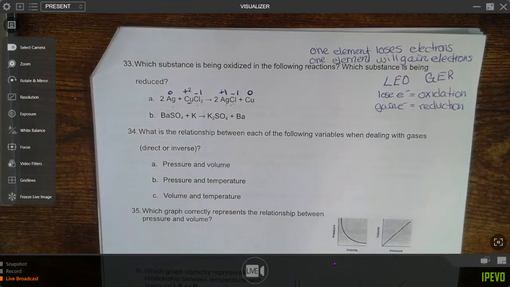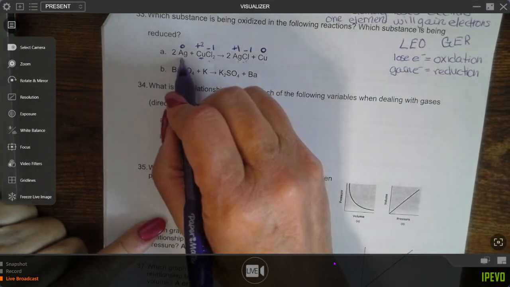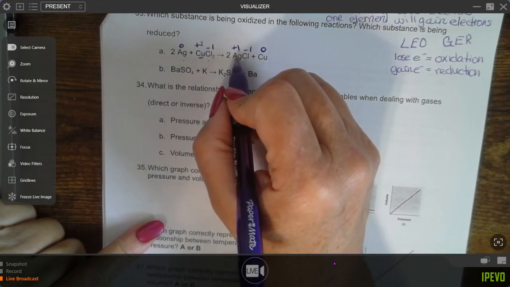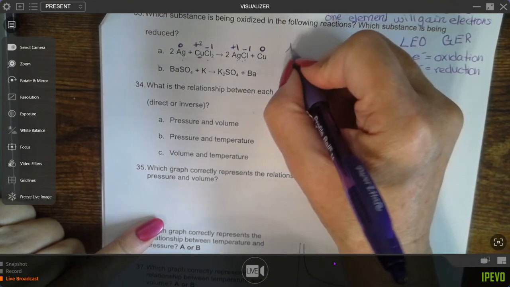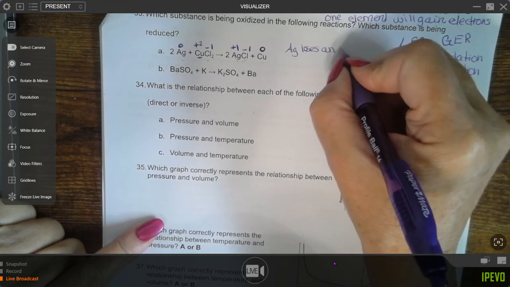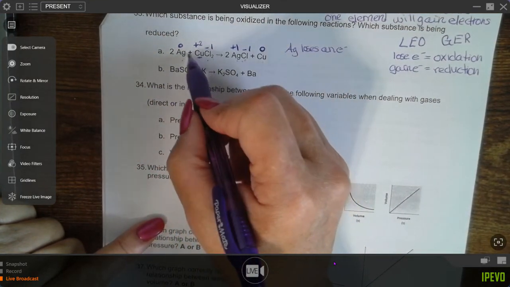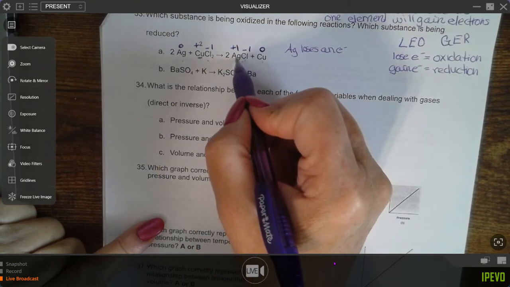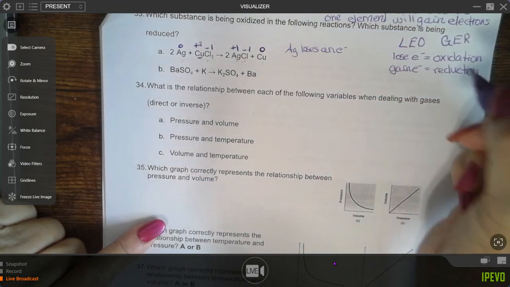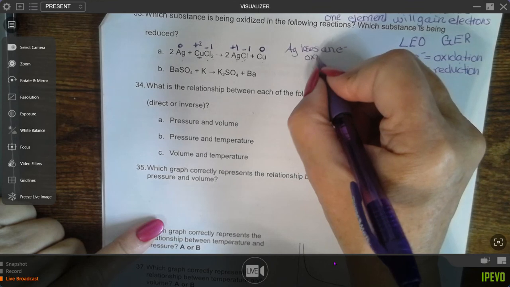Okay, so now think this through. Silver over here has a 0 charge. How does it end up with a +1 charge? Silver loses an electron. Remember, electrons are negative, so losing an electron, it gains a +1 charge. So loses an electron is oxidized. That means silver is oxidized.